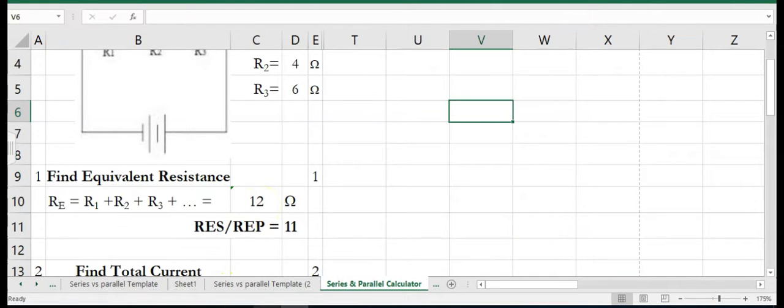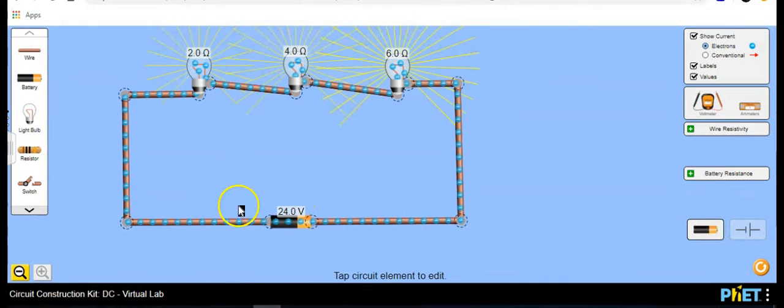So in this circuit, this 24 volts has to push against a total of 12 ohms. There you go. That's the first step. Very easy. Let's move on to the next step.